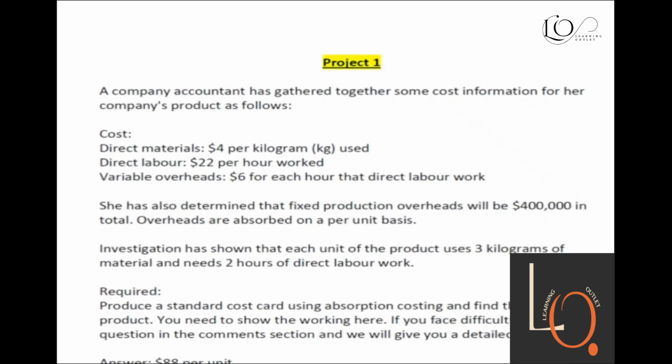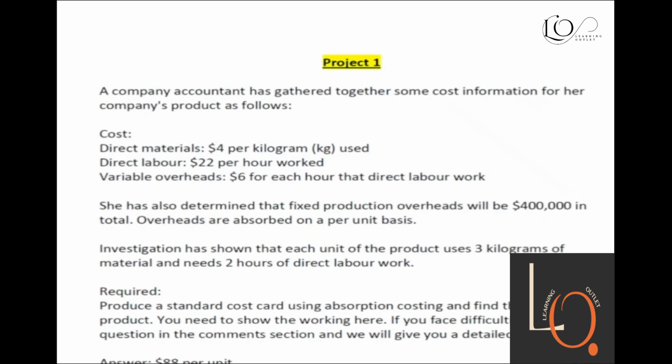I know what my formula is. It's the total of the fixed production costs, overheads rather, divided by the number of units, correct? So investigation has shown that each unit of the product uses 3 kilograms of material and 2 hours of direct labor work. They're clearly telling you that. They want you to produce a standard cost card, which means give them the total of the production cost using absorption costing. So what was the absorption costing formula? Let me recall that. You need to show the working here.